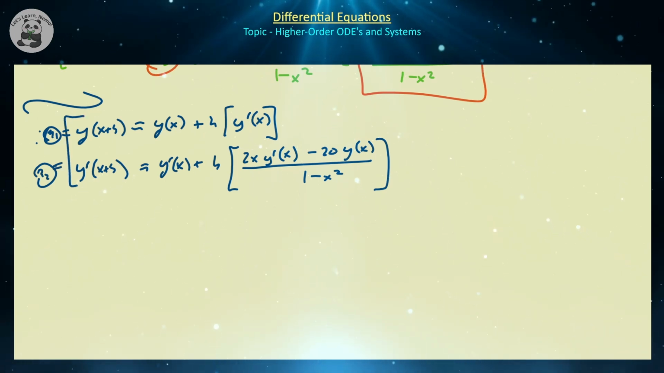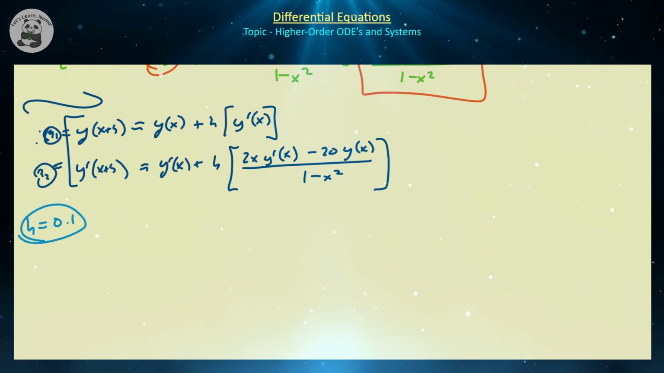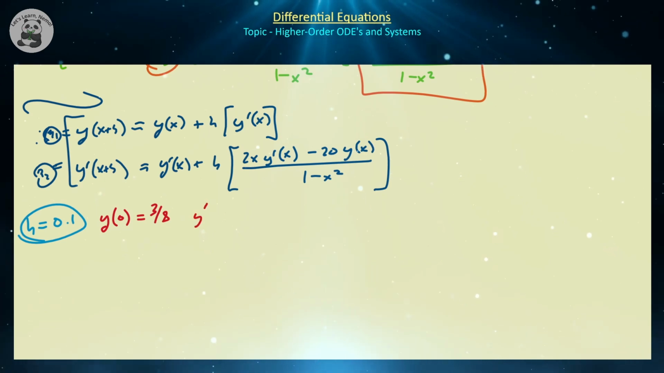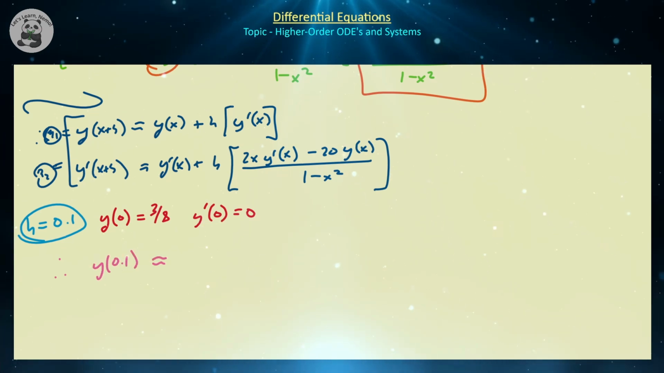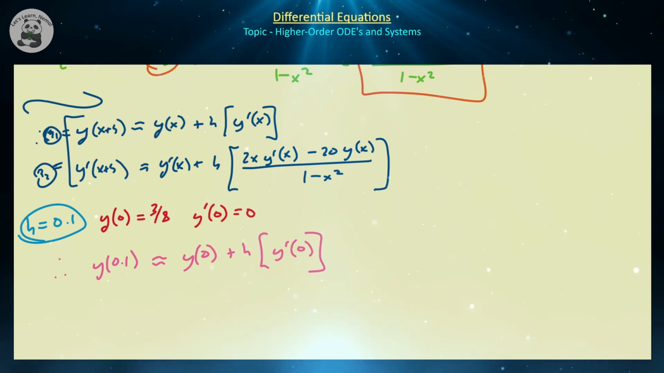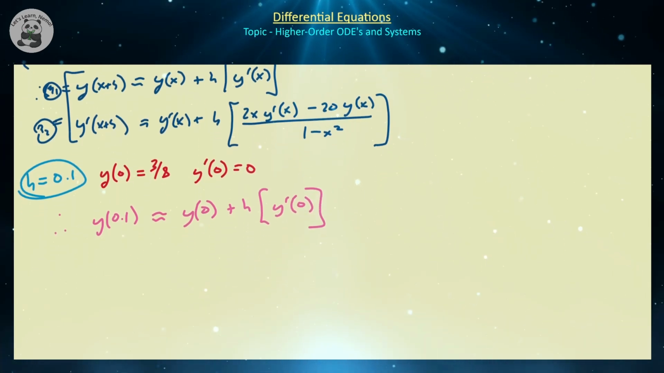All right, so once we have our system set up, now we can go ahead and solve it. So if we let h be equal to 0.1, arbitrarily large, but if you're in a computer you can make it small if you want, and using our initial condition that y of 0 was chosen to be 3/8 and y prime of 0 was chosen to be 0, that means that y of 0.1 will be given approximately by y of 0, which we know is 3/8, plus h, which is chosen to be 0.1, and then times y prime of 0, which was chosen to be 0. So this is actually trivially 3/8.